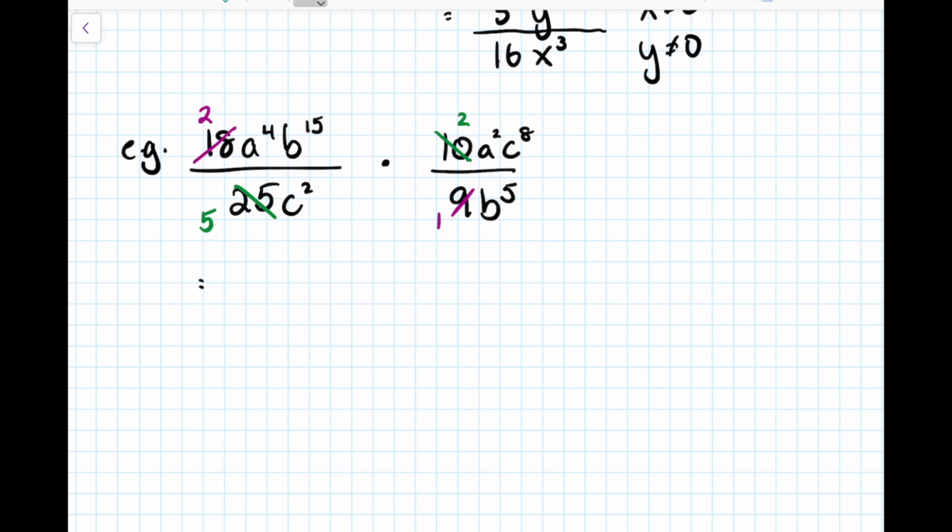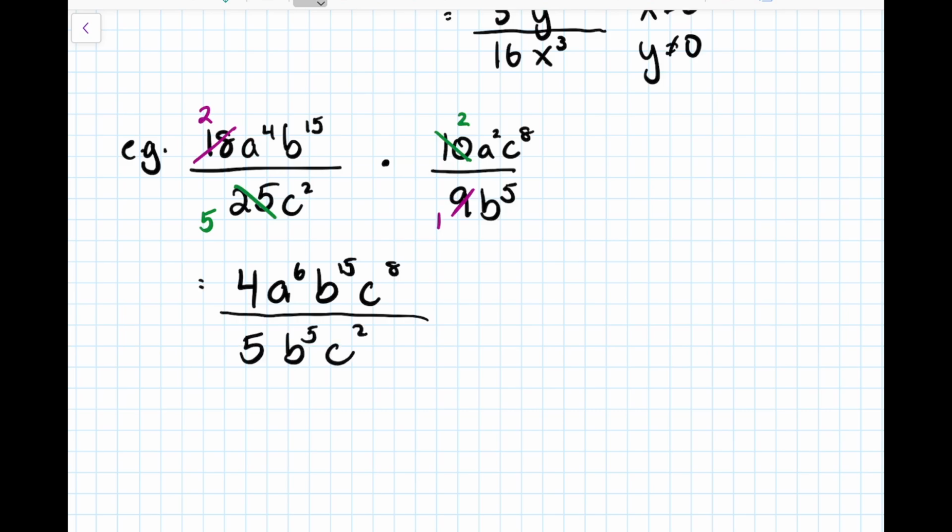So up top, 2 times 2 gets me 4. A to the power of 4 times a squared gets me a to the power of 6. Then we've got b to the power of 15 and c to the power of 8. On the bottom, 5 times 1 gets me 5. And then we just have b to the power of 5 and c squared. And so this is now what I'm going to simplify.